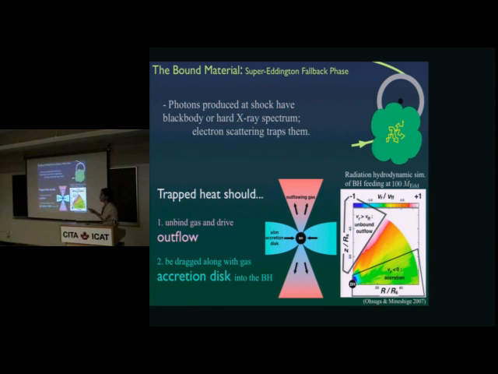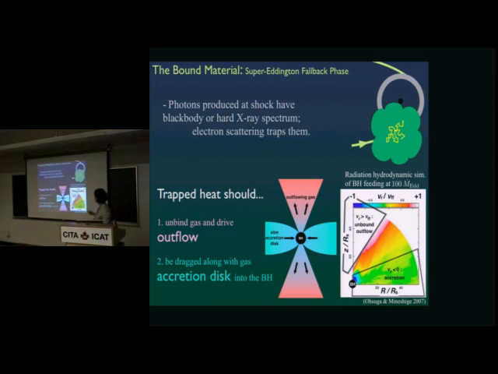Okay. So to recap that, the idea is that photons produce the shock, have a black body or a hard X-ray spectrum, and then electron scattering traps them. So the trapped heat should do two different things. It should unbind some of the gas and drive an outflow, and it should be dragged along with the gas through an accretion disk into the black hole, as we already looked at.